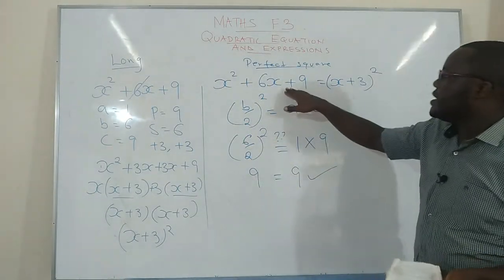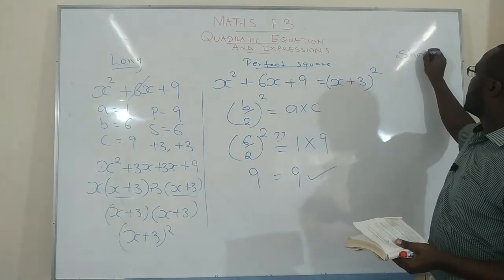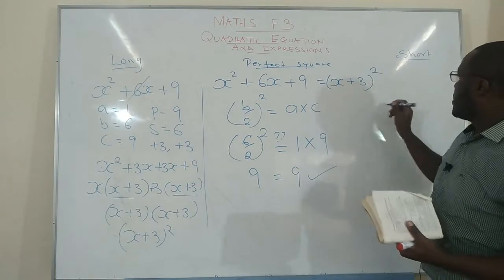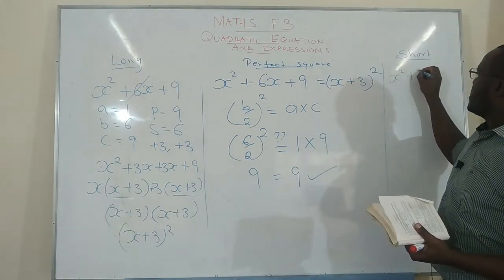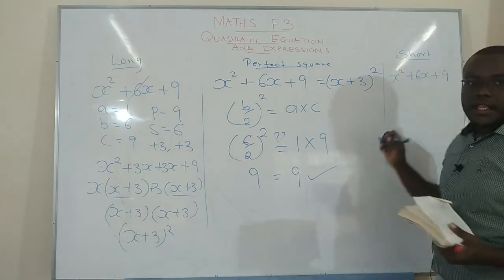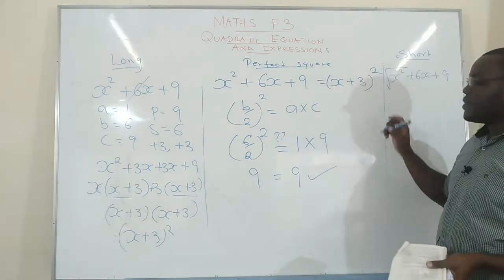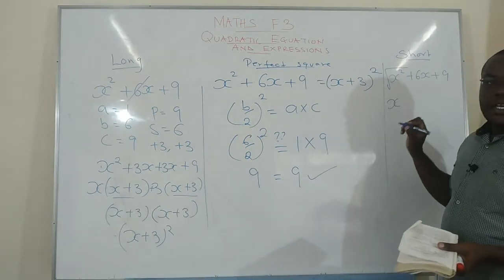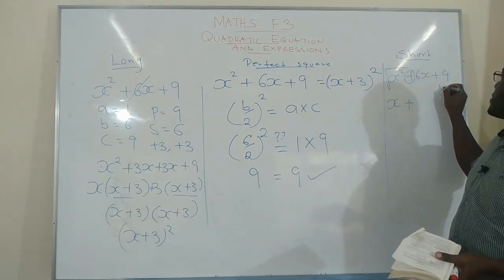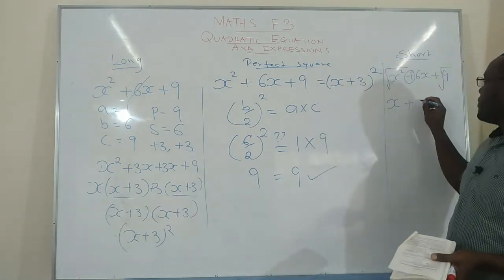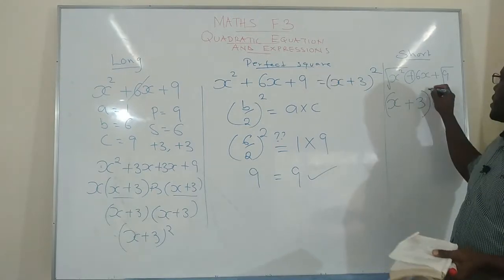That's a very long process. If I know that this quadratic expression is a perfect square, there is a shortcut of doing that question. And this is the shortcut. You first write it again: x squared plus 6x plus 9. Then you square root the first term. So x squared, you square root that to give you x. Take the sign of b, which is positive, and square root the last number, which will give you 3. Then put them in a bracket, and then you square them.